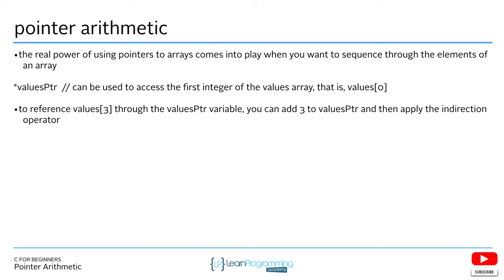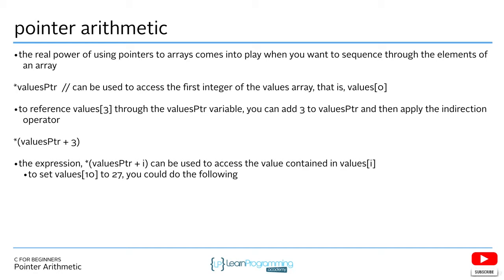If you wanted to reference value sub 3 via the pointer variable, all you have to do is add 3 to the values pointer and then apply the indirection operator to dereference it. So you could say values pointer plus 3 and then dereference it with the asterisk, and you usually put parentheses around the sum to make it clear. What this is doing is taking values pointer, which is the address of the first element in the array, and adding 3 to it. For integers, it's going to multiply the bytes per integer by 3, but this is essentially going to point to sub 3, the fourth element in the array.